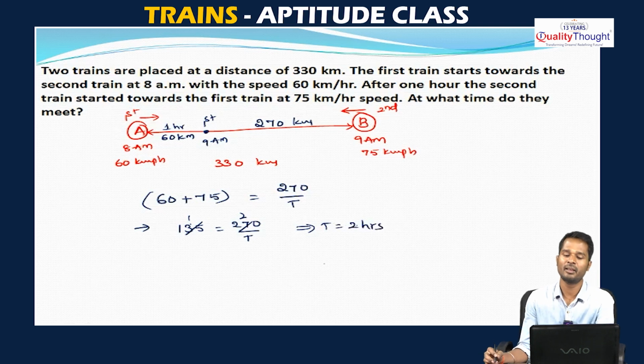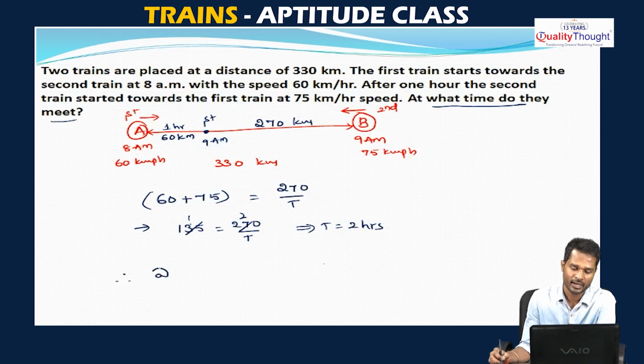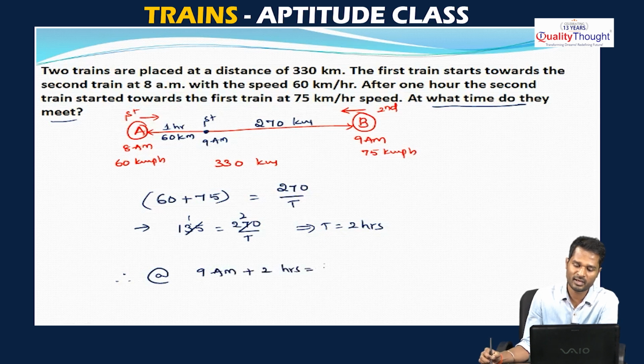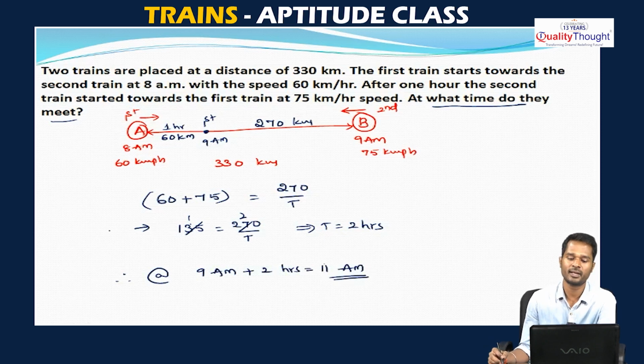That means they will meet each other after 2 hours. That means the question is, at what time do they meet? They will meet after 2 hours, but at what time do they meet? See, the second train started at 9 a.m. plus another 2 hours. So they will meet at 11 a.m. So they will meet at 11 a.m.